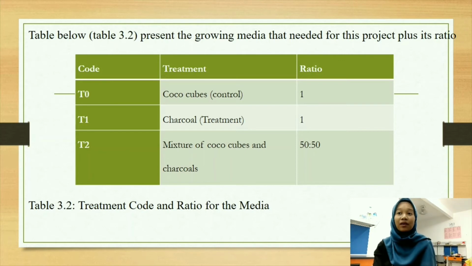Table 3.2 presents the growing media that is needed for this project, with the plastic pot ratio. For the control, we have cocoa cubes. The ratio is 1. For the treatment, we have charcoal. The ratio is 1. For the second treatment, we have a mixture of cocoa cubes and charcoal, and the ratio is 50% for each media.